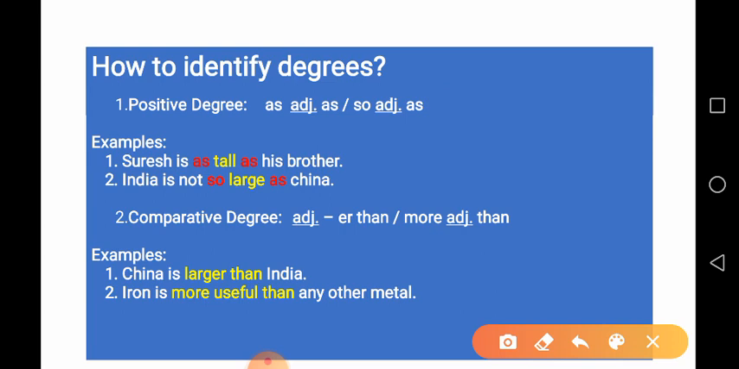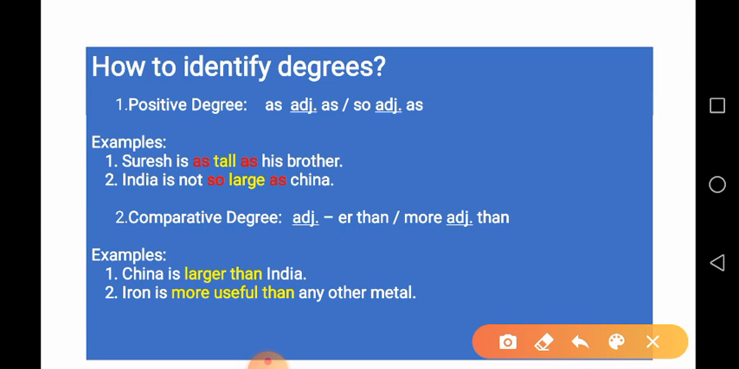Okay? Now, see next. Here we learn how to identify degrees. When it is positive degree, or comparative degree or superlative degree in the sentence. First of all, we have to know, is it positive, comparative or superlative when we go for transformation, changing positive into comparative or comparative into superlative. First of all, we have to do one thing, that we have to identify the degree in the sentence. So, how can you identify the degree?